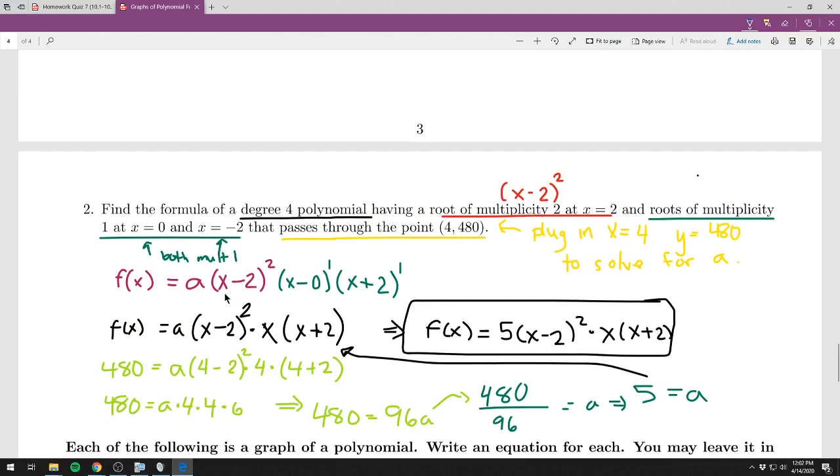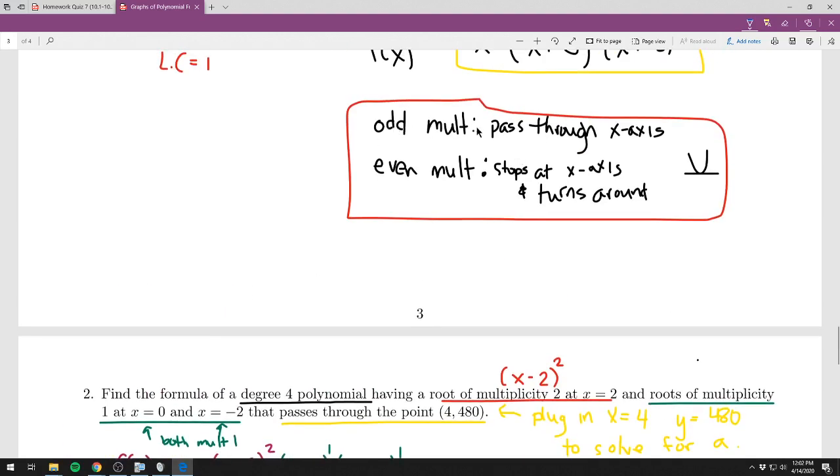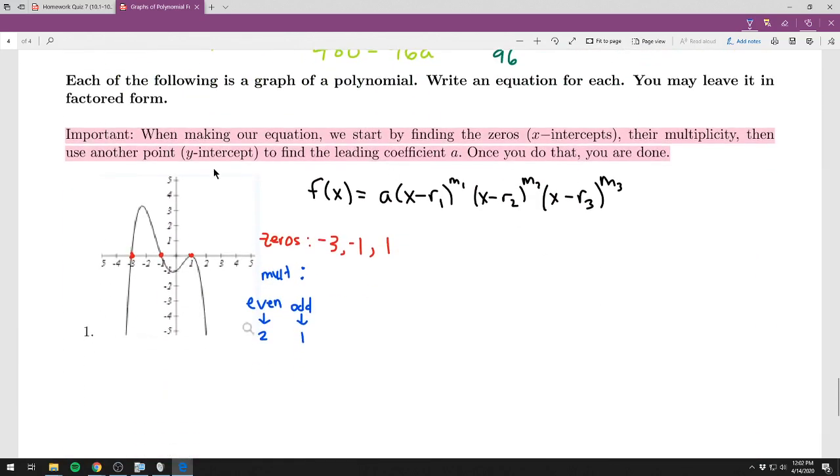Right, so remember what we wrote up here. You have an odd multiplicity if the graph passes through the x-axis. You have even if it stops and turns around at the x-axis. So if we look at where our zeros or our x-intercepts are, this one at -3 passes through. So the multiplicity there is 1. The one in the middle also passes through, goes right on through the x-axis, even though it turns around, it's not till after. So it's 1. And then at this last 0, 1, it stops and turns around. The multiplicity is even, and we use 2.